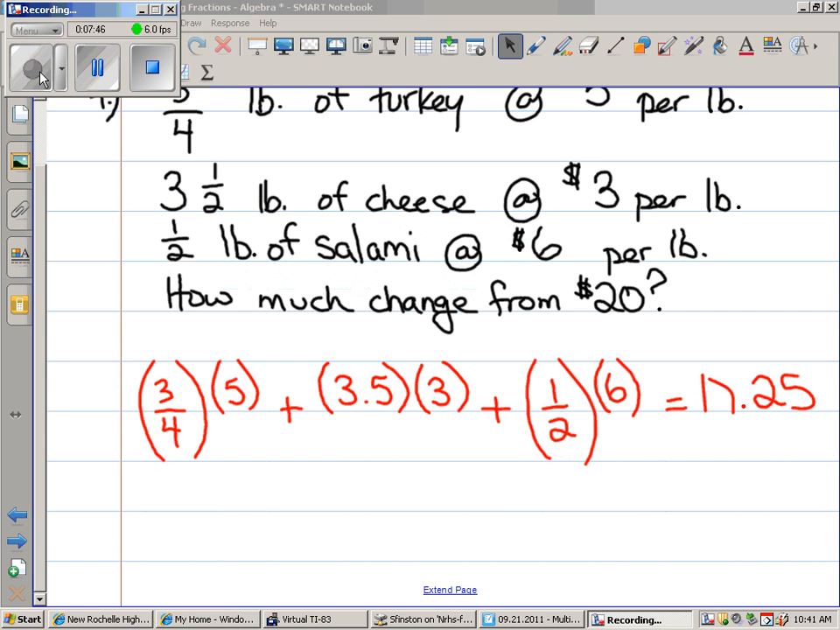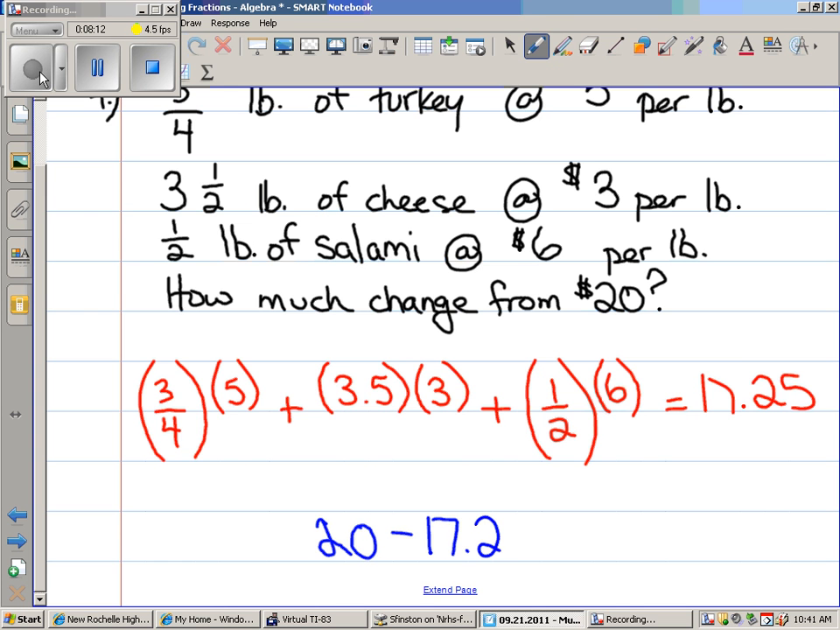A lot of times in this class, you'll do your calculations and go, I'm done. But are we done? No. You know why? Because the question really is, how much change from $20? And that's the key. Always read the end of the word problem. That's typically what they're asking for. Of course, it's going to be $2.75. $20 minus $17.25 is $2.75. That's our answer.